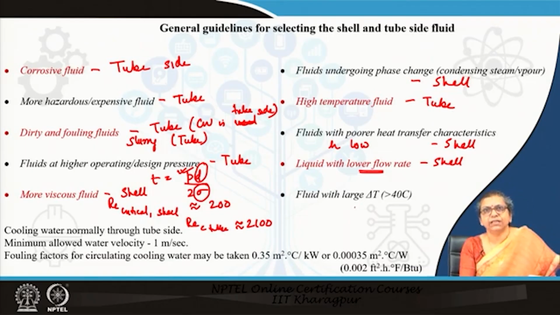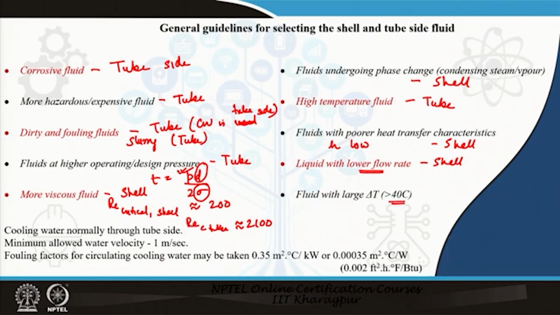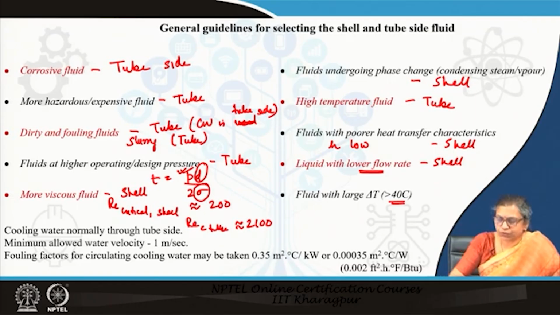Suppose there is a fluid which has to be heated or cooled over a large range, say the delta T, the Th in minus Th out or the Tc in minus Tc out, is greater than 40 degrees centigrade. In that case, imagine that fluid flowing through the tube. There is a very large temperature difference, and the tube sheet which is holding the tube at both ends will be subjected to larger stresses. So, for those particular cases we would be introducing the fluid through the shell side.